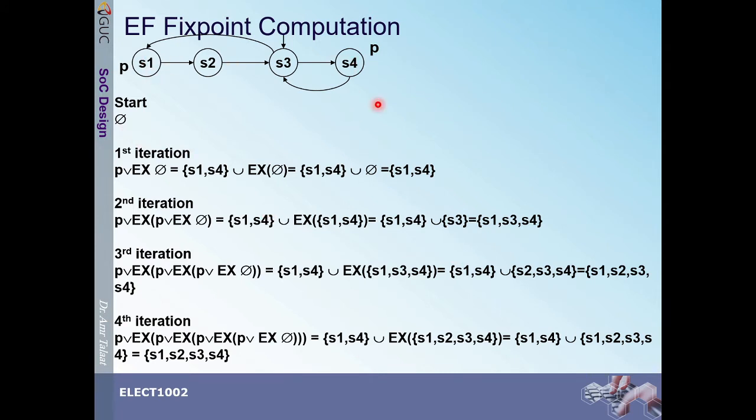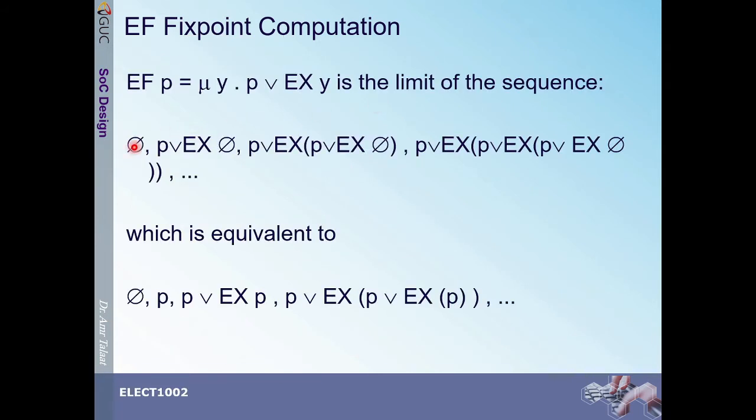I start with phi, then I will keep substituting in the same equation. Mu phi dot is equal to mu phi dot B or EX of Y. So the first time Y will be phi. Next time it will be B or EX of phi, then B or EX of B or EX of phi, and so on.